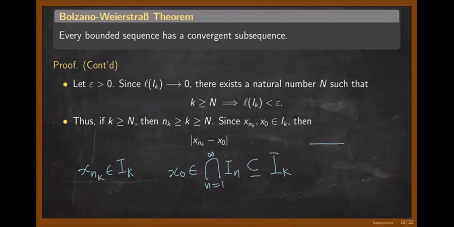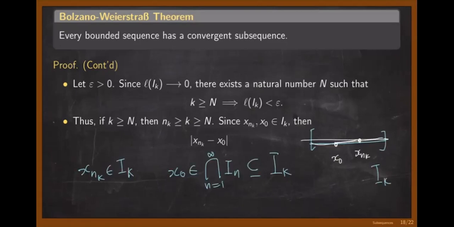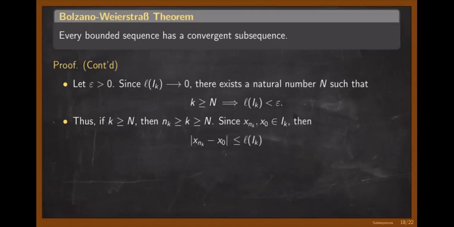O imagine mo, ito yung ik. Ito si A. Huwag na natin pangalanan yung endpoints. Ito si ik. Nandito si x naught. Nandito si xnk. How large is their distance? Their distance cannot exceed kung ano man yung length ng ik, di ba? Kung ano yung length ng ik. But because of the above, this is less than epsilon.